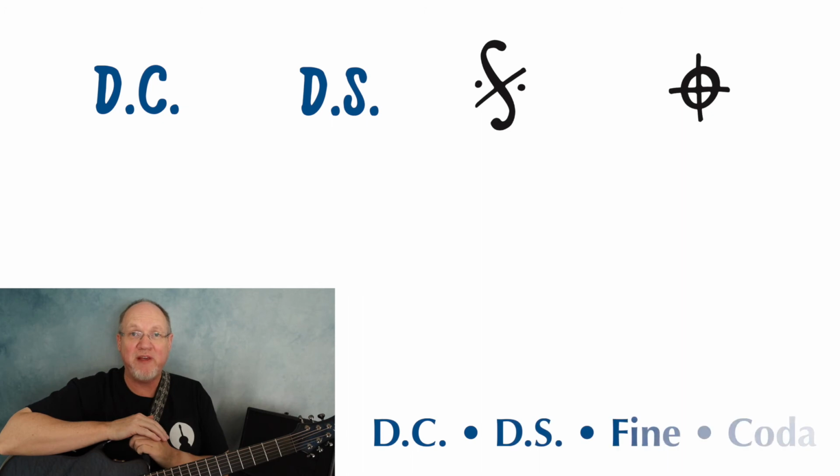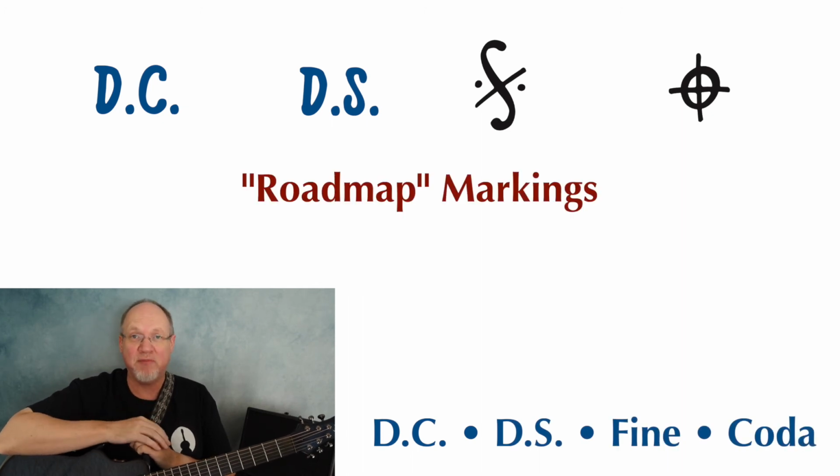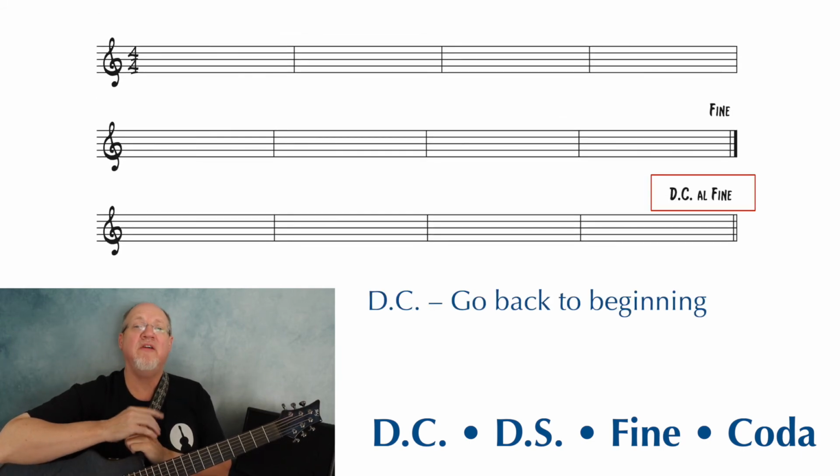The last type of repeat we're going to look at is roadmap type repeats. That includes DC, DS, and Codas. A DC marking takes you back to the very beginning of the music. It doesn't matter if the beginning of the music is at the top of the same page or if it's 5 pages earlier, the DC takes you back to the very beginning.